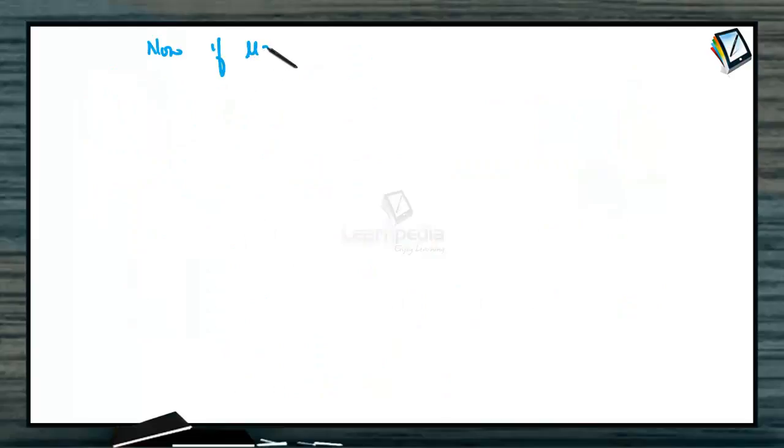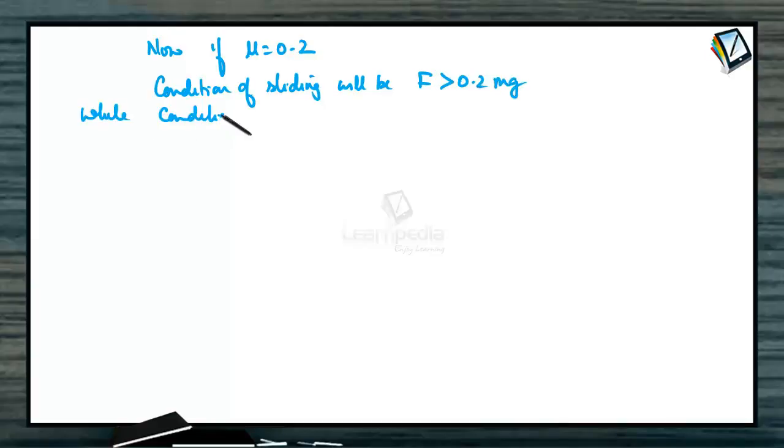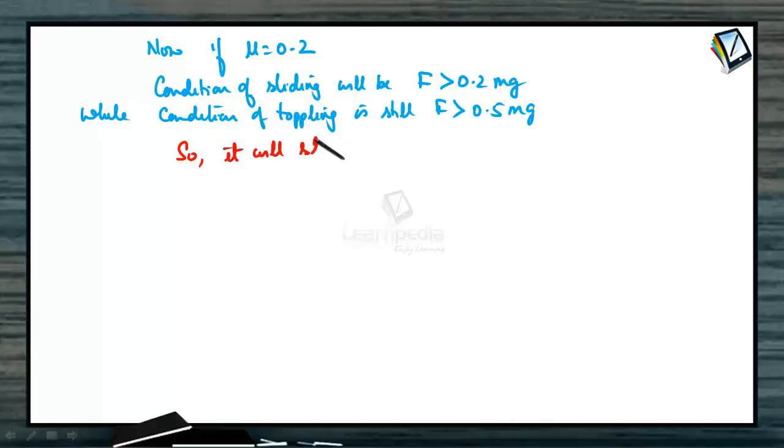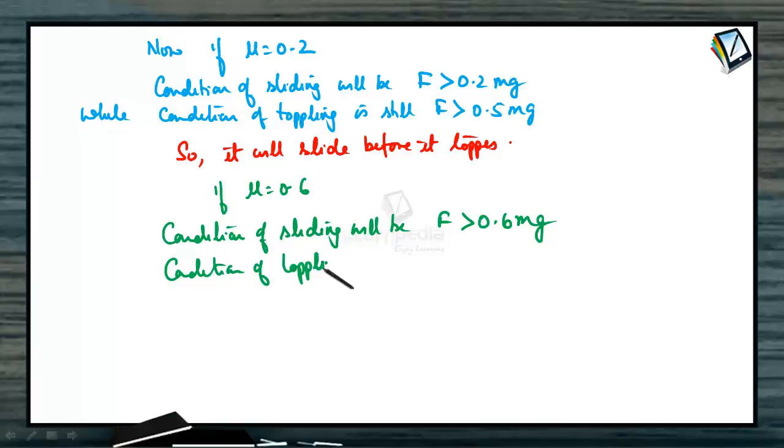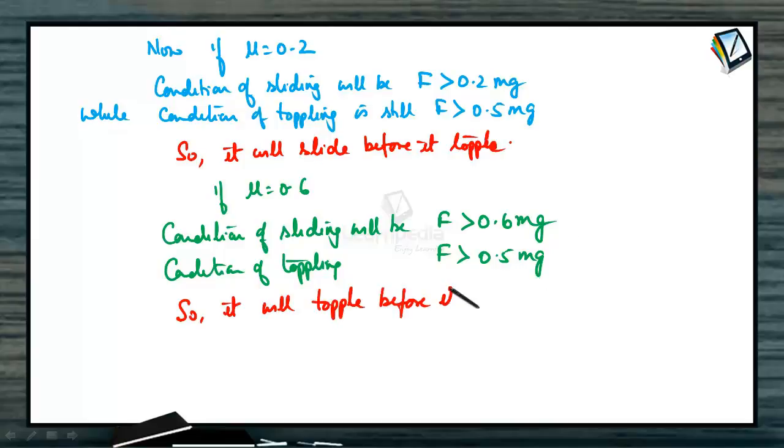Now if mu is equal to 0.2, the condition of sliding will be capital F greater than 0.2 times mg, while the condition of toppling is still F greater than 0.5 mg. So what do you get? It will slide before it topples. Now if mu is equal to 0.6, again check: the condition of sliding will be F greater than 0.6 mg. The condition of toppling is F greater than 0.5 mg. So the block will topple before it slides.